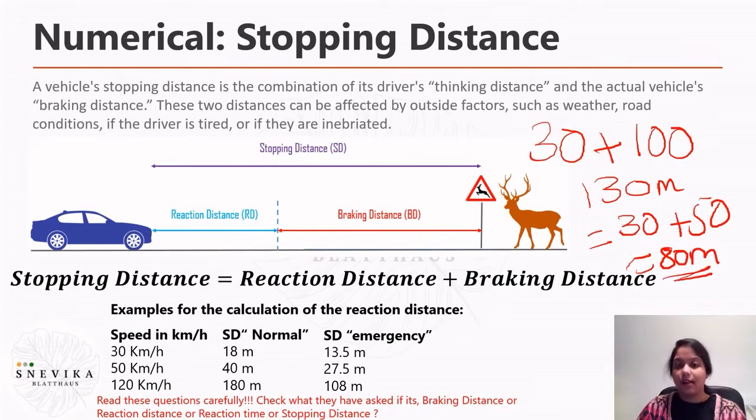But even if you understand how to solve this question, you should read the question very carefully. What are they actually asking you for? Are they asking you for stopping distance? Are they asking you for braking distance, or the reaction time or reaction distance? And is it an emergency situation, where you need to brake, or is it a normal situation? So if you read the question properly and calculate it according to these formulas, there are just 3 formulas you need to remember, then your stopping distance problem is solved.